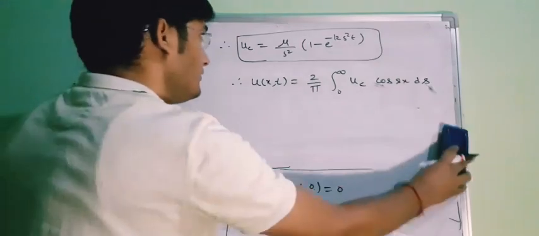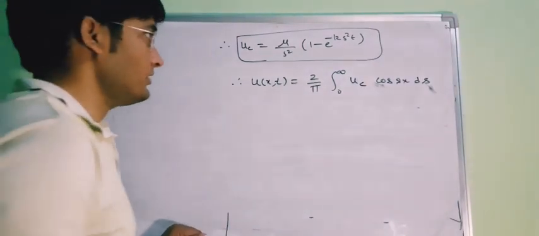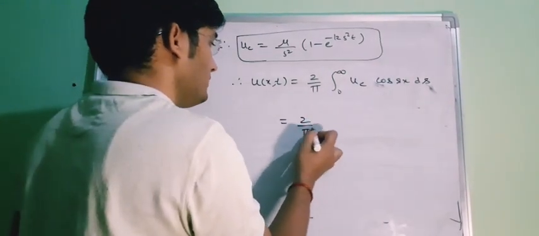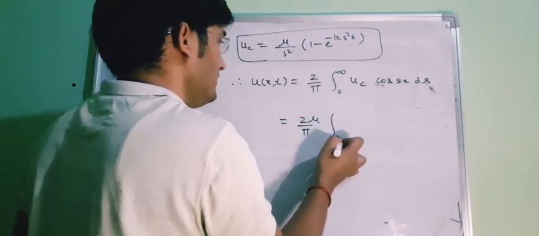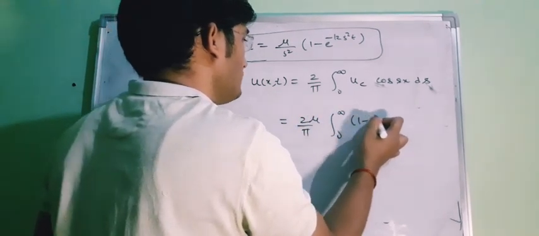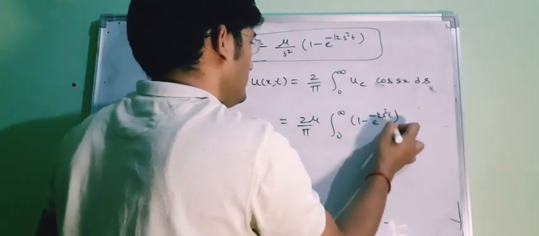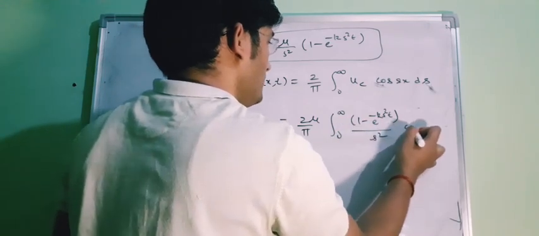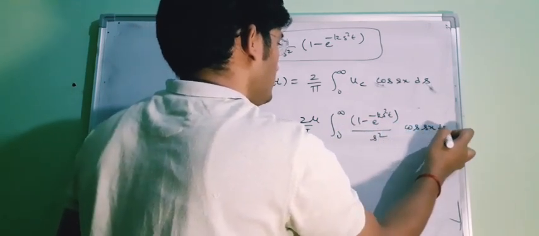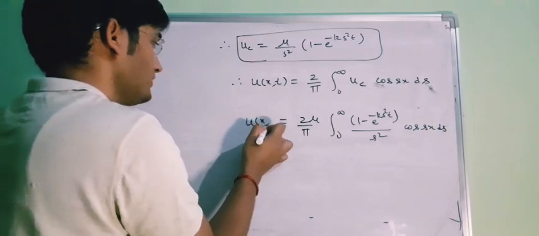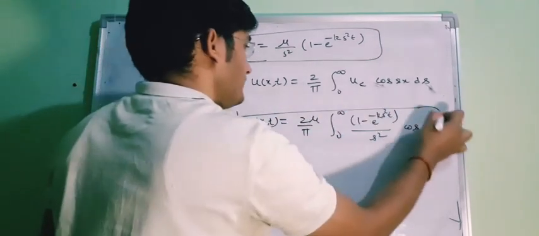Just put the value of uc. So if we put uc, then we will get this mu outside, and in the bracket we will have 1 minus e to the power minus k s square t divided by s square, cos sx ds. So this is the solution of the partial differential equation.